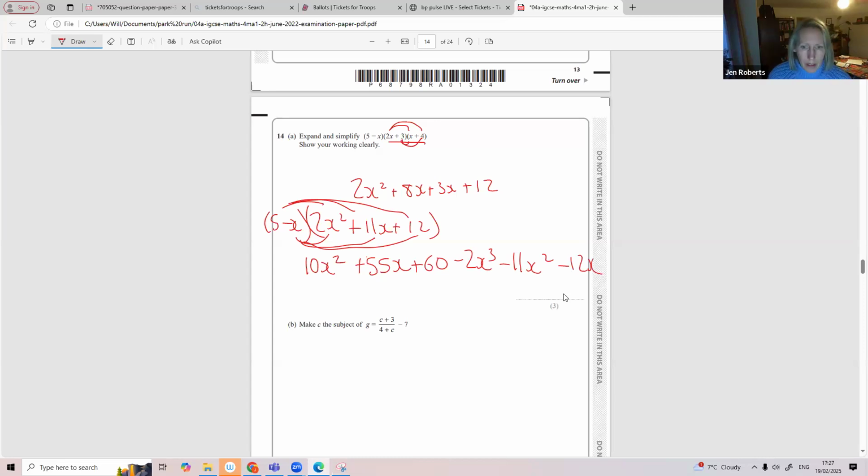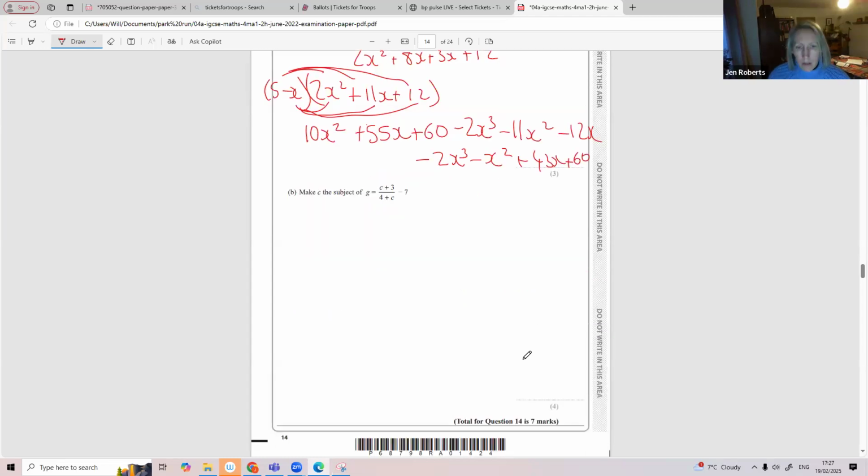Then I'm going to simplify it. Minus 2x cubed. 10x squared, take away 11x squared is minus 1x squared. 55x, take away 12x, gives you 43x. And then plus 60 for your 3 marks.